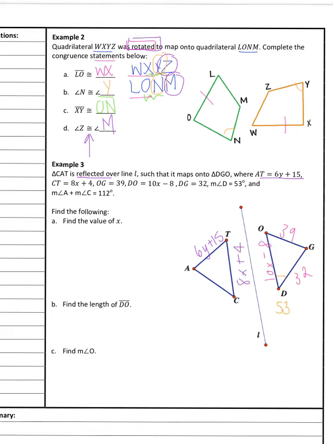Alright, so hopefully your picture is labeled like mine. I know that 8x plus 4 might be a little sloppy there, but check out your markings, make sure you copied everything down right, you have the correct numbers for everything, and we're going to take a look at finding the value of x. So the first thing I'm going to notice is that I only have x's in two locations. I see x on segment CT and I see an x on segment DO.